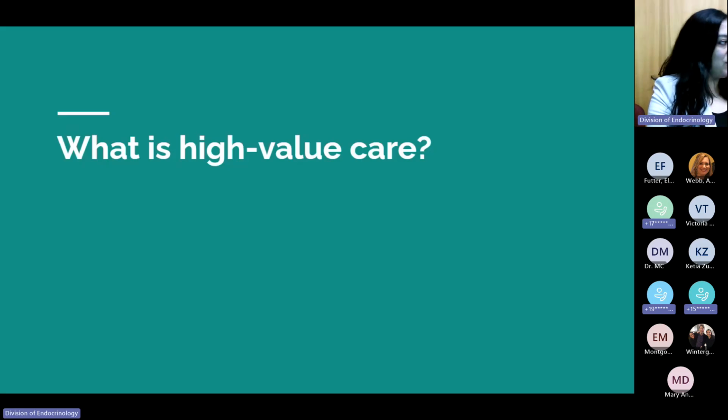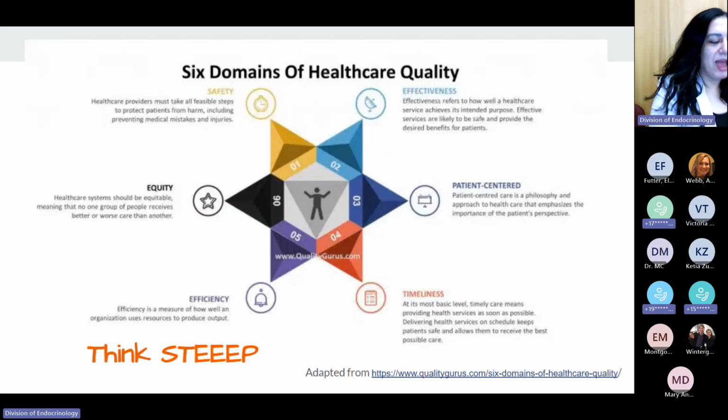So then what's high value care? This is a little bit harder to define in that sense, but an acronym that helps is STEEP. And it really irks me that this figure doesn't have it in the order of that acronym. But firstly, S is safety. So high value care is safe, and that's based on evidence, trials, and goes along with our principle as physicians to do no harm.